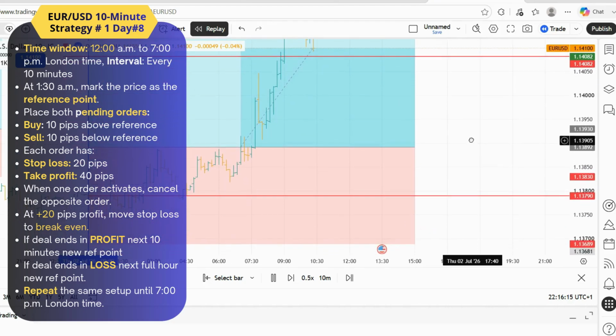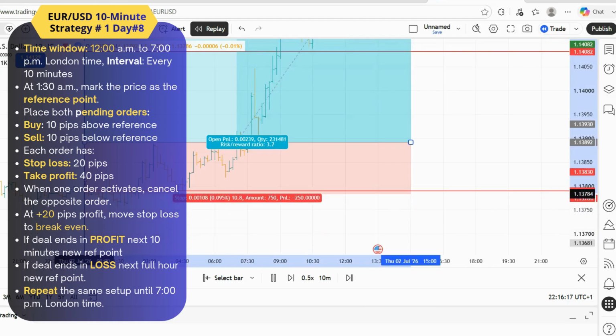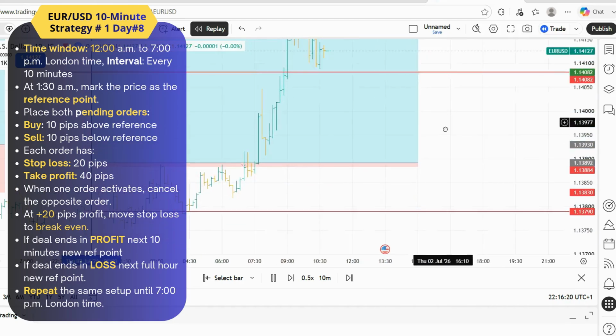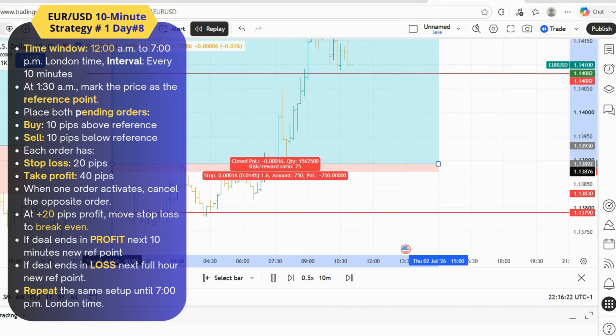Many traders would become nervous after watching a position move from nearly 30 pips of profit back toward the entry. Some might close the trade early.